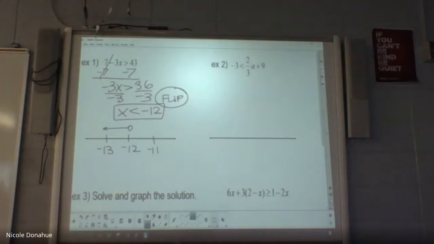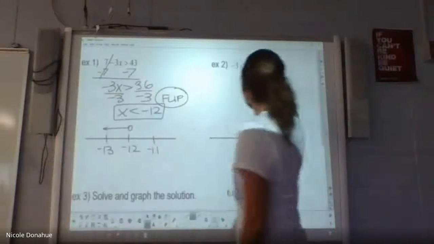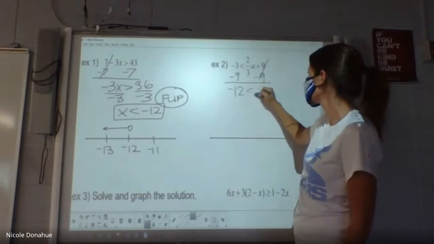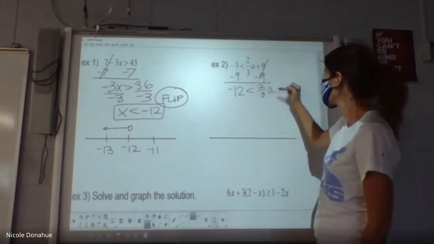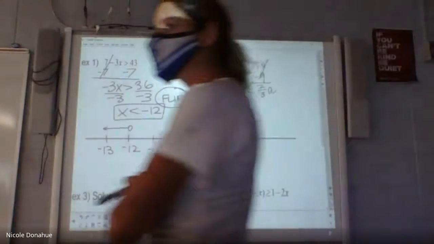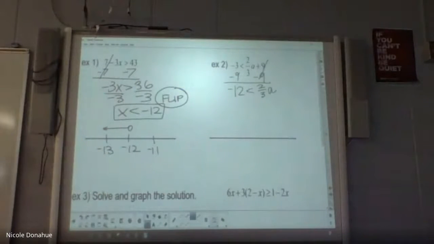Alright, so example 2, what do you guys want to do first? Subtract 9. Okay. How do I get rid of that 2/3? Divide by 2/3. If you have a calculator, you can divide by 2/3. What's another way to do it? Does anyone know the more mathematically sound way to divide by a fraction?